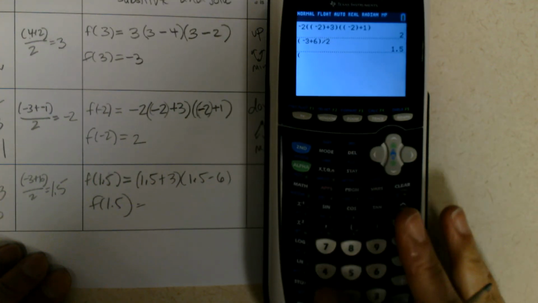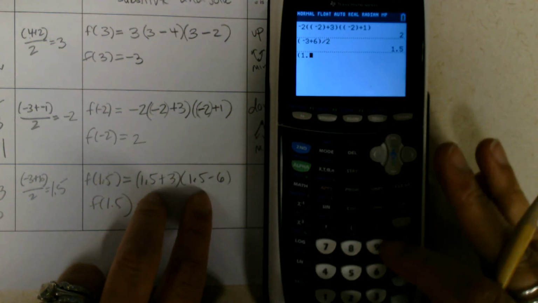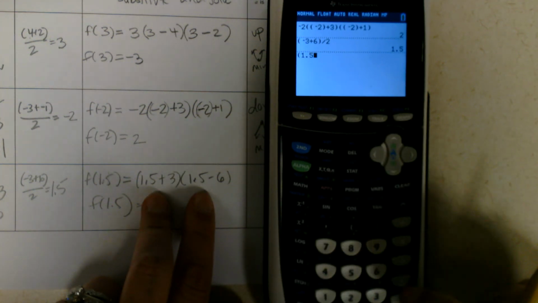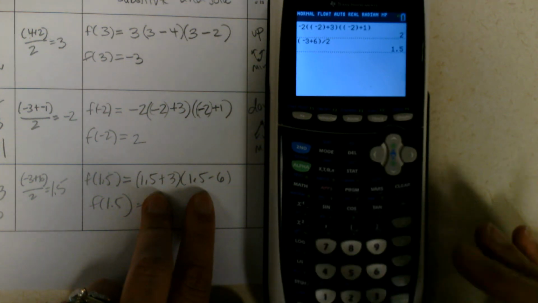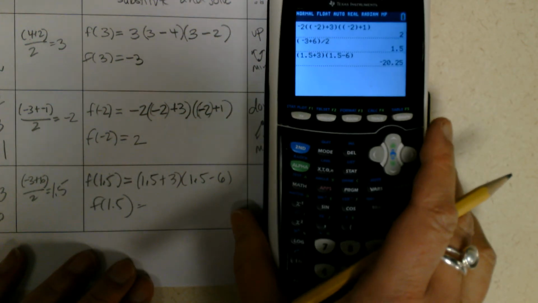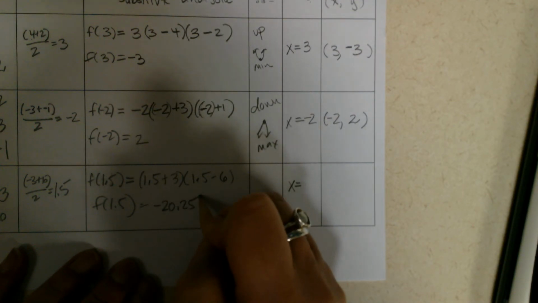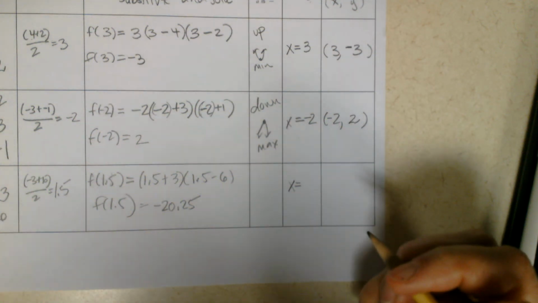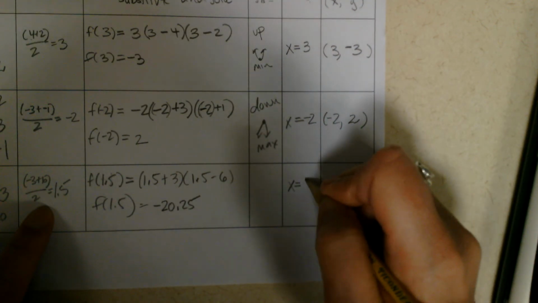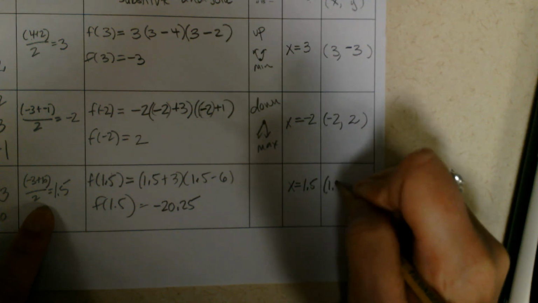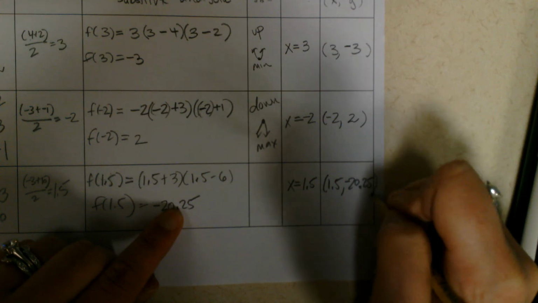In the calculator, remembering those set of parentheses, because remember, these are times, so that's why we're using these parentheses here. 1.5 plus 3 times 1.5 minus 6. Ooh, negative 20.25. Negative 20.25. I wonder if that's a max or a min. That's really low. That's a negative. All right, so let's fill this in. X equals 1.5, 1.5, comma, negative 20.25.